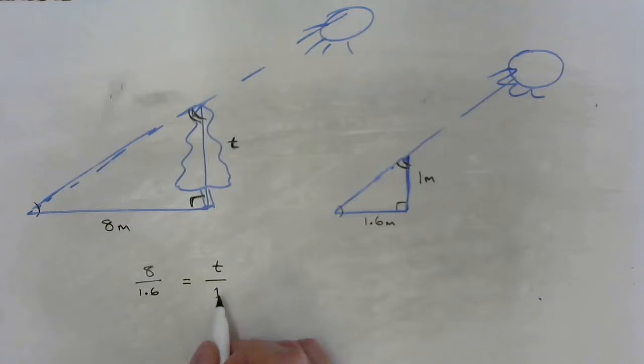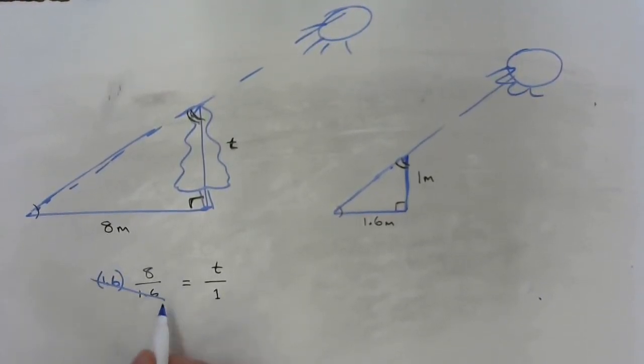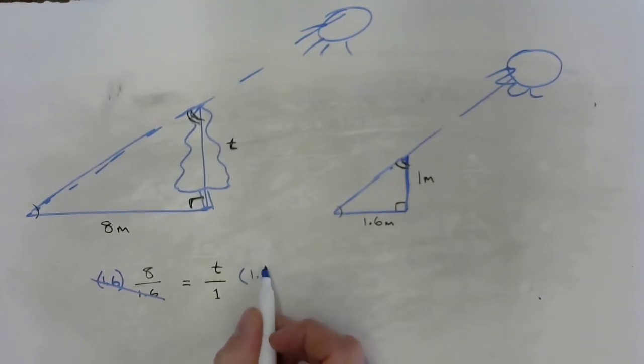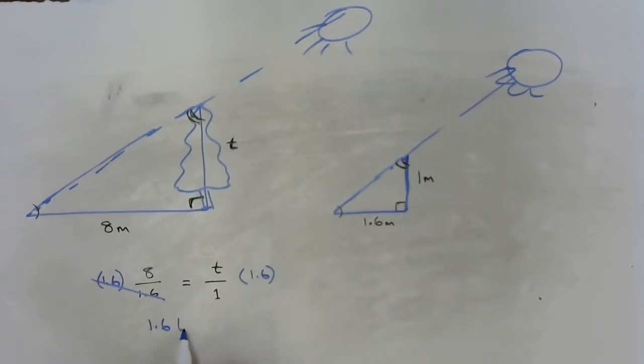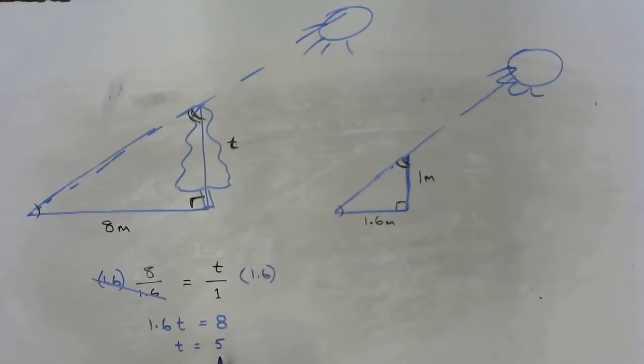Okay, how do I solve this? T over 1 is just t. Multiply both sides by 1.6. That'll eliminate my 1.6 over here. That'll give me 1.6t. 1.6t equals 8. Divide both sides by 1.6. Anybody got a calculator out? 5. So 8 divided by 1.6 is 5. And this is measured in meters. So we know the height of the tree is 5 meters.